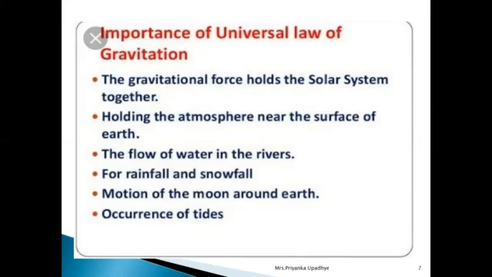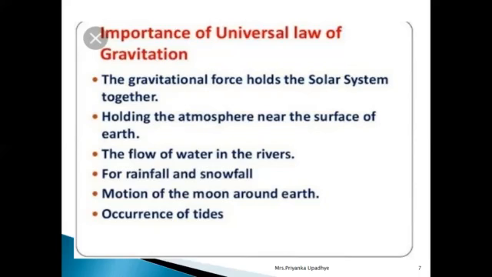on the land. Next, rainfall and snowfall. If there were no gravity, where would the snow and rain go? They could have gone in any direction. They couldn't have reached the earth. Now there is gravitation, that is gravitational force. That is the reason rain falls and snow falls on the earth.